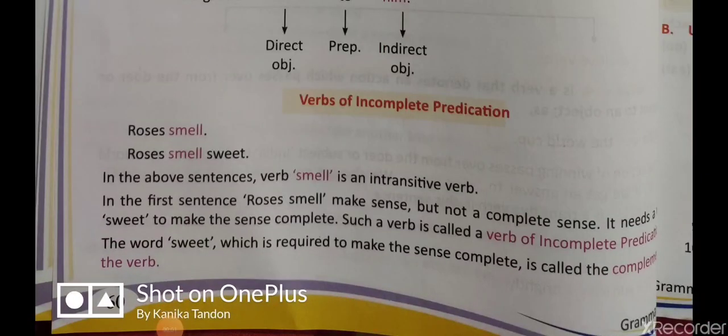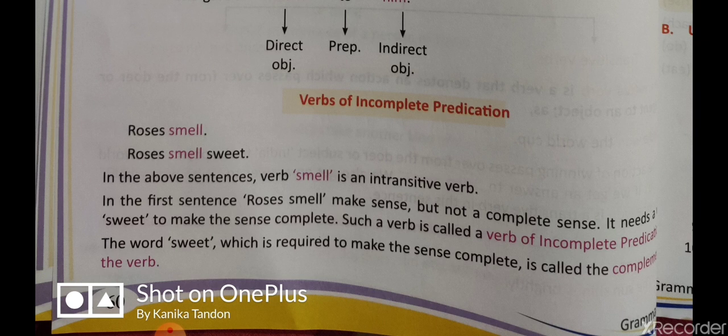Now we are going to study the verbs of incomplete predication. So here are two examples: "Roses smell" and "Roses smell sweet." In the first example, when we read "roses smell," we can understand that there is some smell that comes out of a rose. But we have no idea whether it is a good smell or a bad smell.